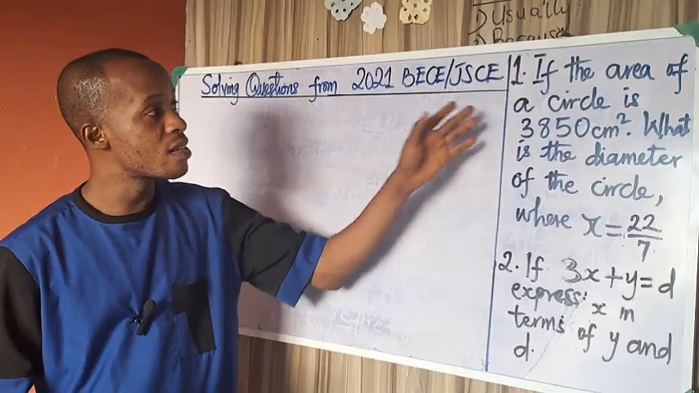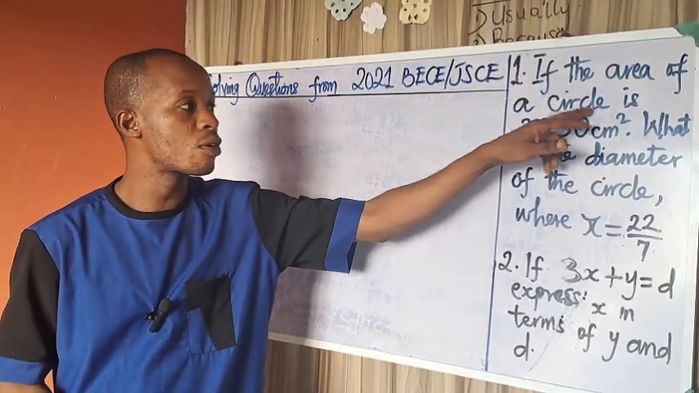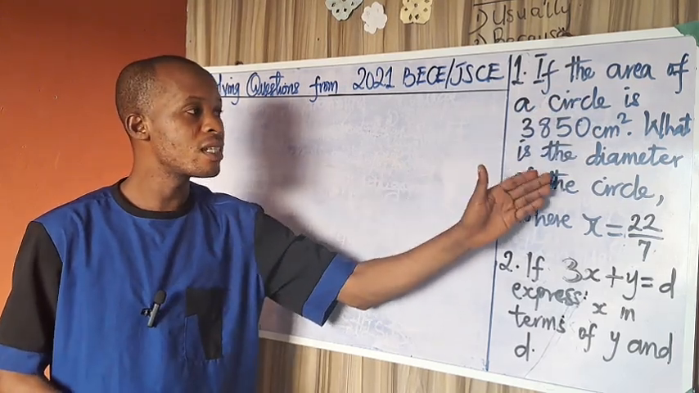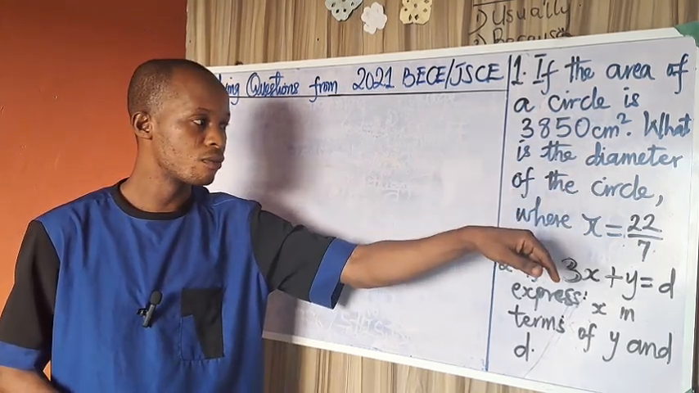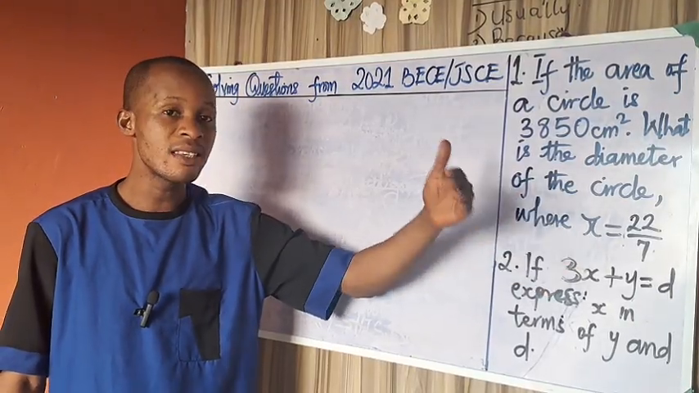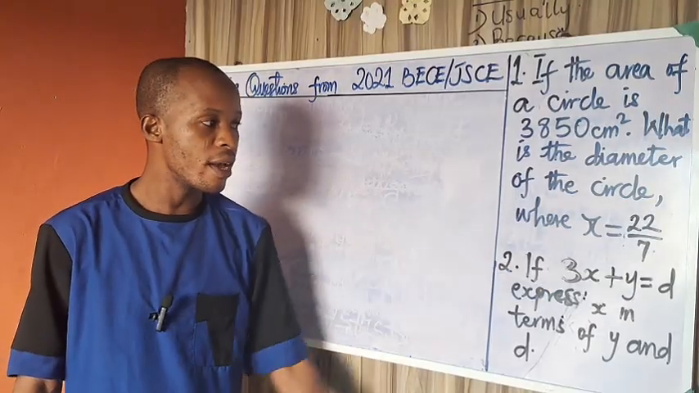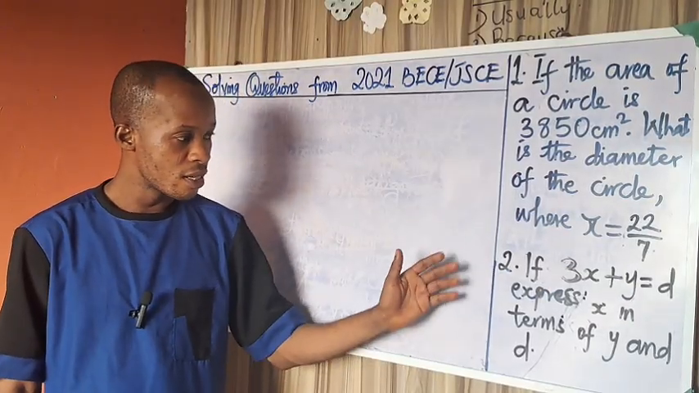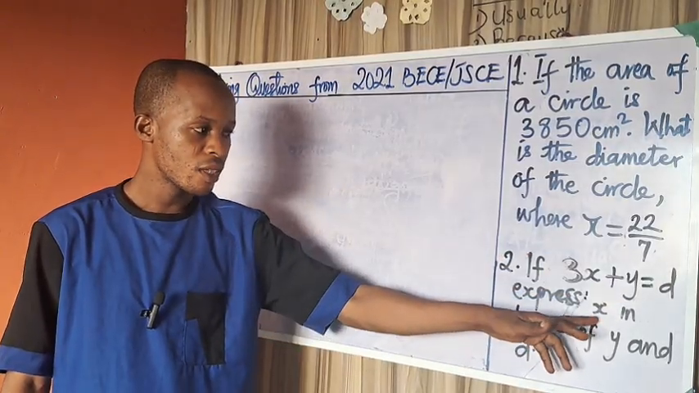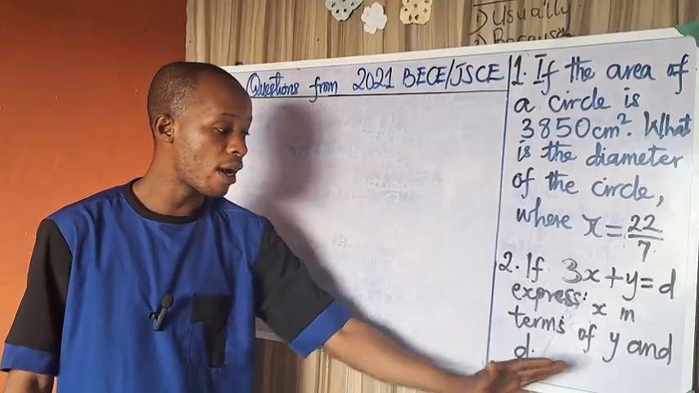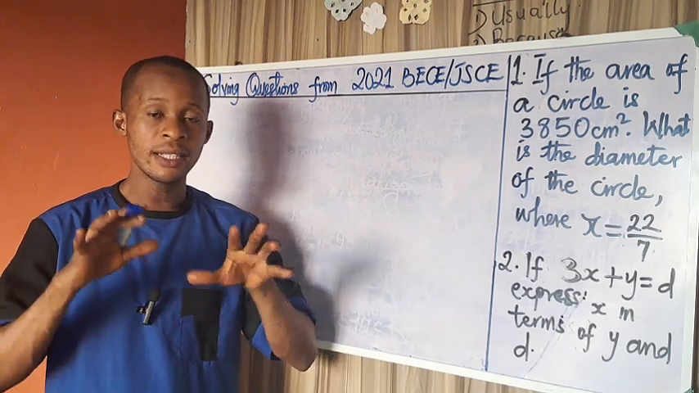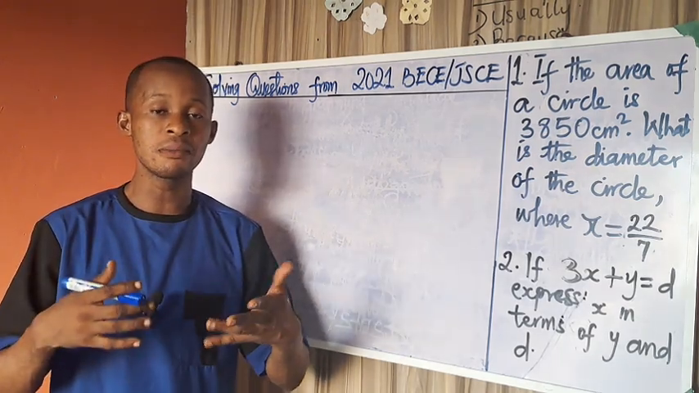Okay, question number 1 says that if the area of a circle is 3,850 centimeters square, what is the diameter of that circle? Where our pi, of course this sign is a pi, where our pi is given as 22/7. And the second question says that if 3x plus y equals d, express x in terms of y and d. So these two questions, I will briefly attend to them in this video, and I believe it's going to help improve your mathematical skill.